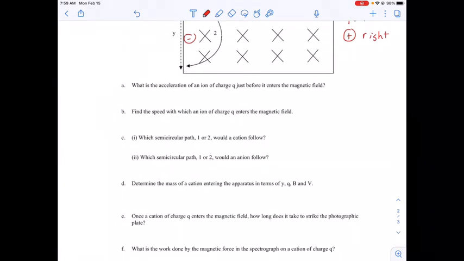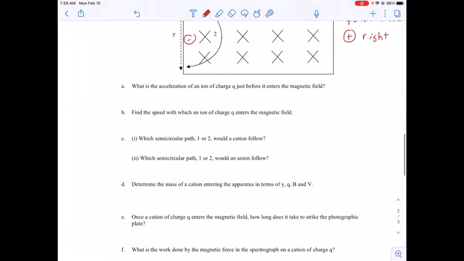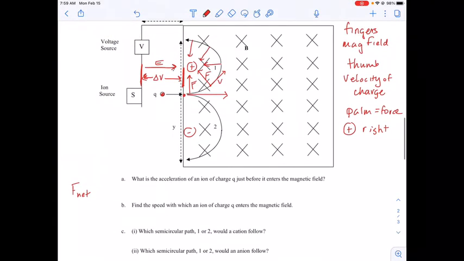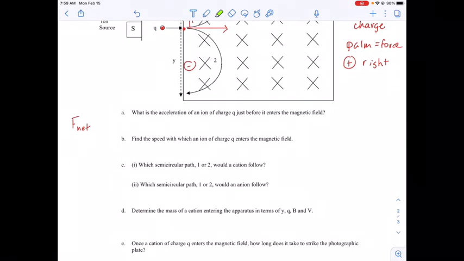What is the acceleration of an ion of charge Q just before it enters the magnetic field? Okay, so the net force out here is due to the voltage. The net force is an electric force. And the electric force, again, is based on the charge and the electric field. And the electric field is the voltage divided by the distance between the plates. So I can make some substitutions here.